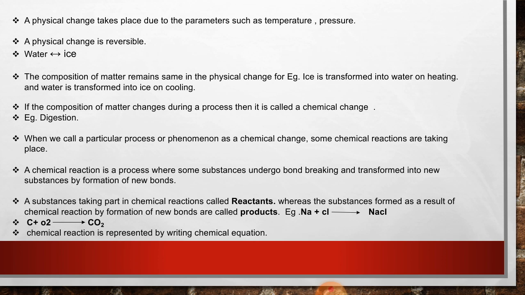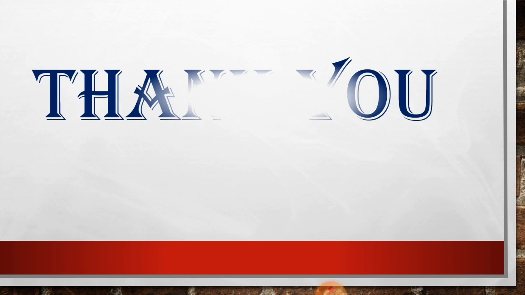The chemical reaction is represented by writing a chemical equation. So this is about the basic terms of chapter number 1, Chemical Reactions and Equations.